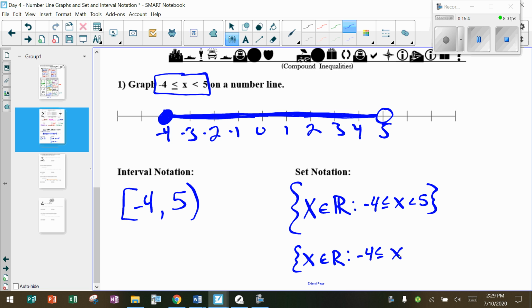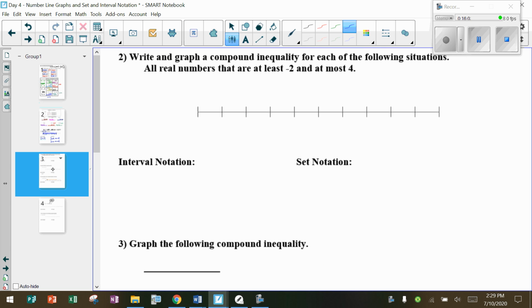So for either version of the R symbol, the inequality doesn't change. The notation for set notation just describes what set of numbers is being used to answer the question. In most of the cases that we're going to be doing this year, we will be using the real numbers, which is the capital R. So let's do another one.